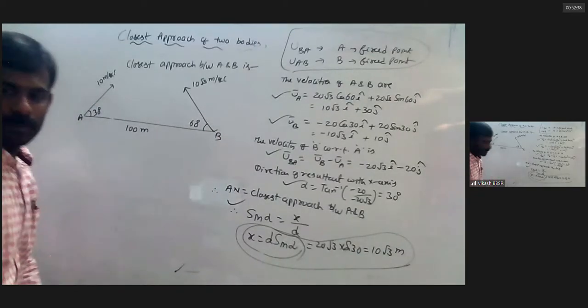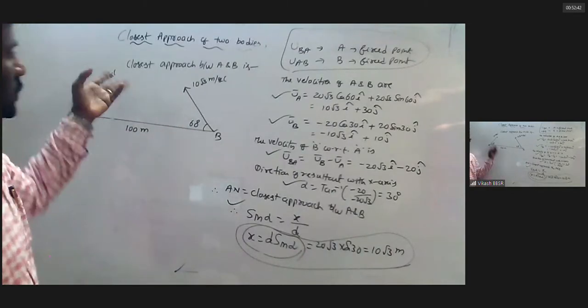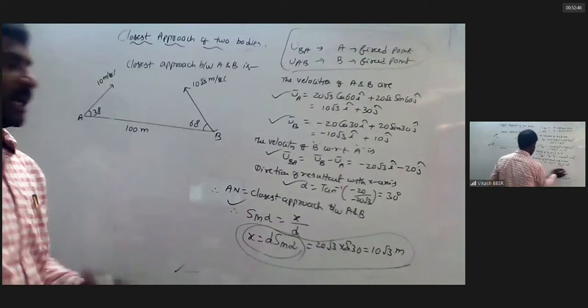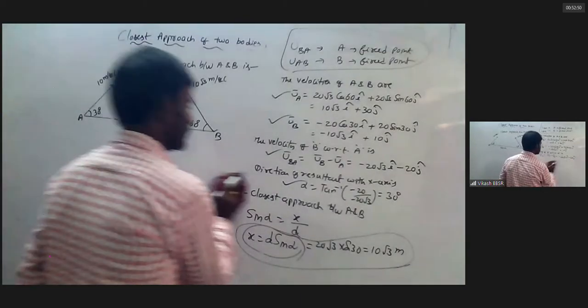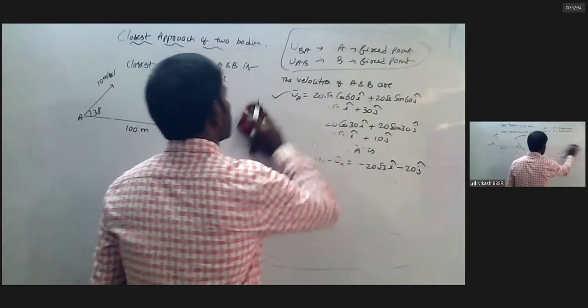Suppose I change the values, you may not get the direction easily. That's why I have given only half of the part. If you start in detail, there is no problem, you can solve it. Follow the same procedure.